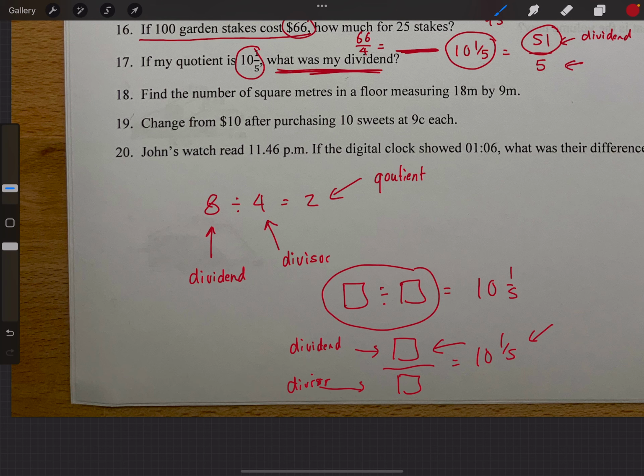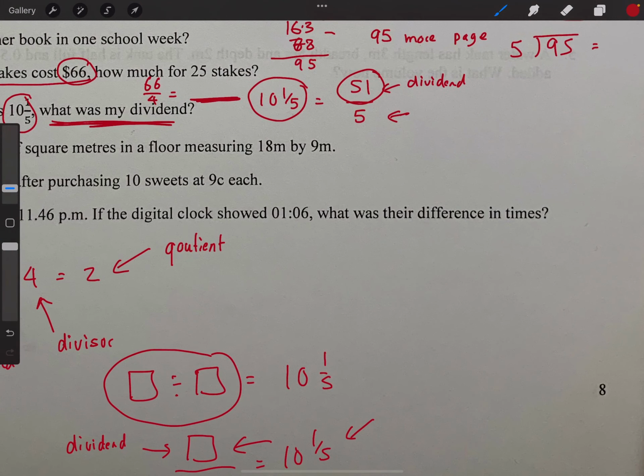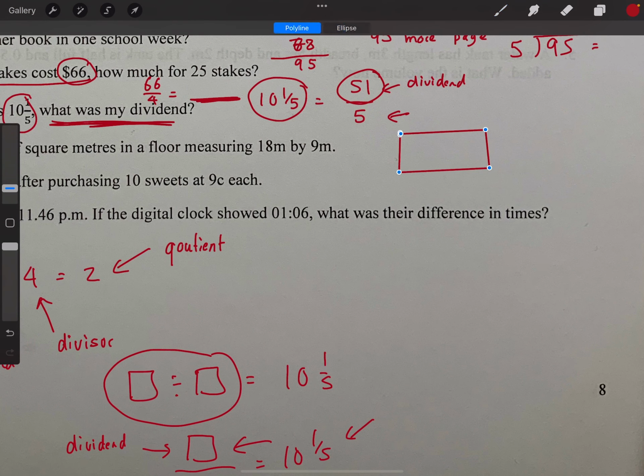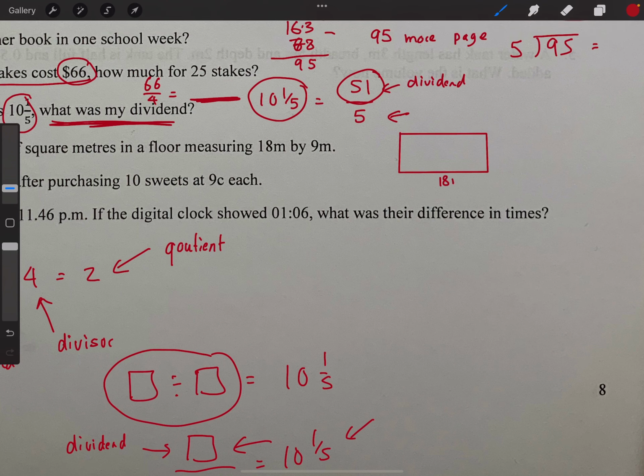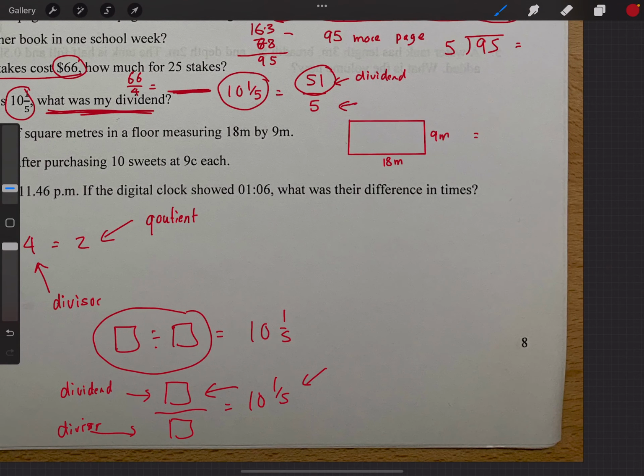Okay. Next question. Question 18. Find the number of square meters in a floor measuring 18 by 9. So imagine you have a square floor. This is not a square floor, this is a rectangular floor. So this will be 18 meters by 9 meters. And it says find the number of square meters, so find the area in square meters. What is the area? You can work it out.